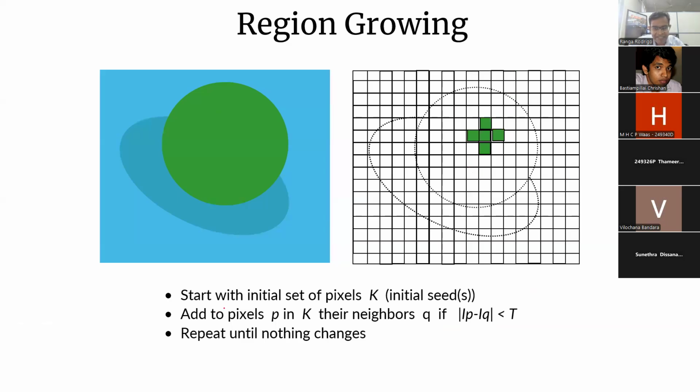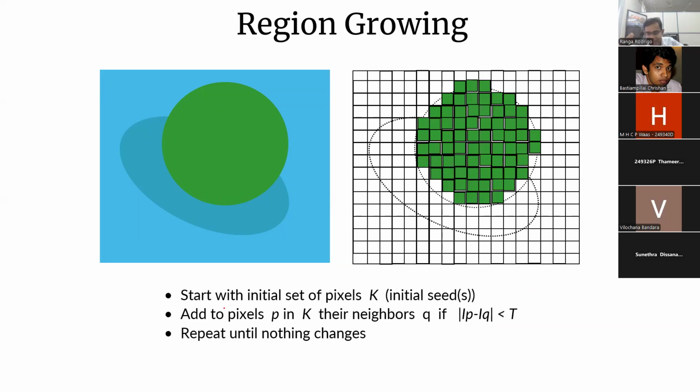I will show you the animation now. You can see, consider the neighbors and all these things get added, right? But when it reaches the boundary of the object, the neighbors no longer pass the threshold, so they do not get added. So this is repeated until nothing changes. This is region segmentation by region growing.